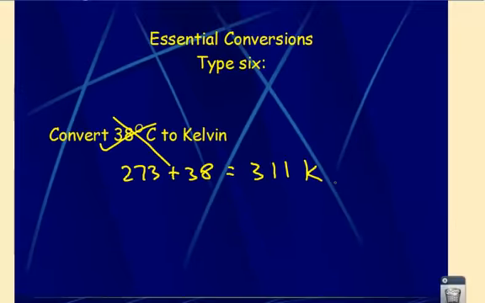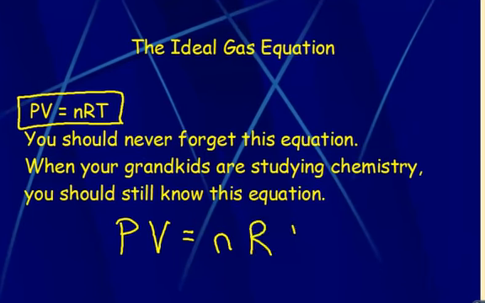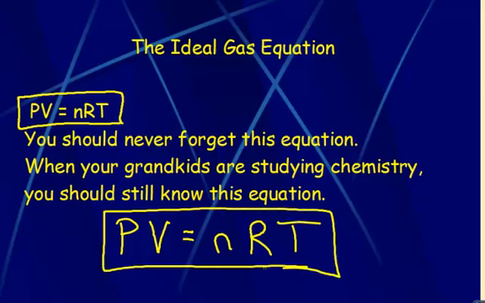All right, so with all of those done, here we go. So the equation is right here. So you could copy that down. PV equals nRT. Hugely important equation. When your grandkids are studying chemistry, you could say, oh, I remember that.